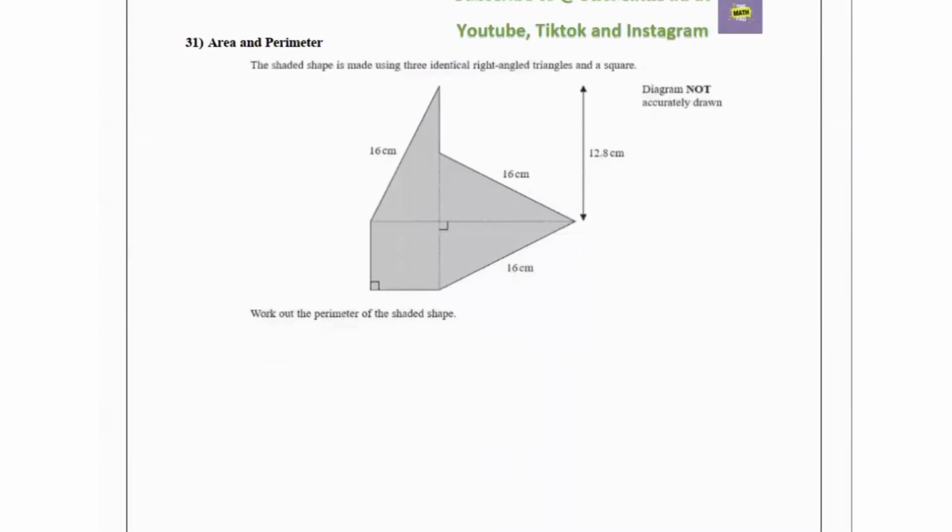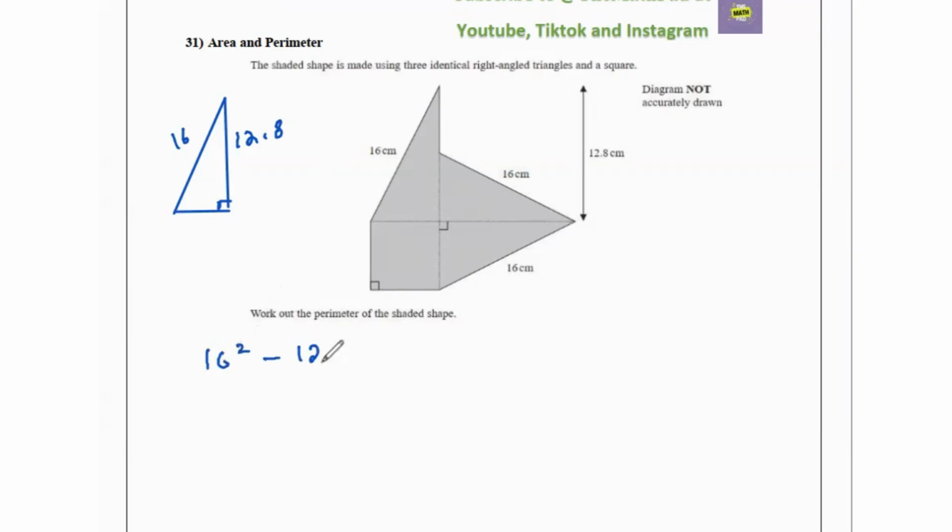Then, since the shaded shape is made using three identical right angle triangles in a square, work out the perimeter of the shaded shape. So we have three identical right angle triangles in a square. The hypotenuse is given as 16. This total length is 12.8. So if we draw the right angle triangle separately, this is 16, this is 12.8. So we can find this length, which is also the length of the square, using Pythagoras.